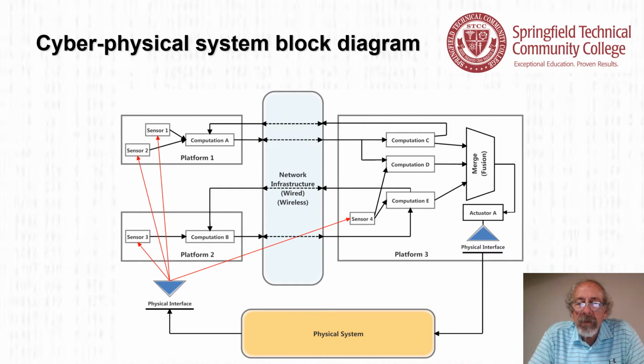computation C and computation D and computation E, some of that is fed back through the network infrastructure, which might be wired or wireless. There's also a sensor number 4 in platform number 3. And the physical system is down below. That's what's to be controlled. And then from the far right platform 3, there's a merge or fusion, might be data fusion. Actuator A, the physical interface to the physical system, controls it.